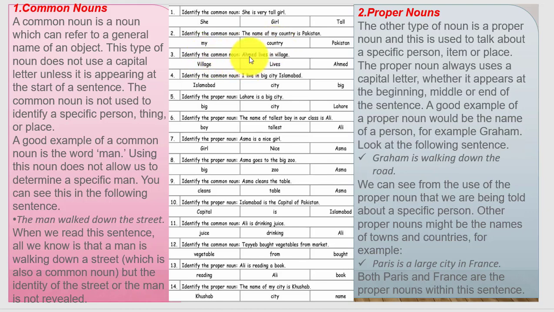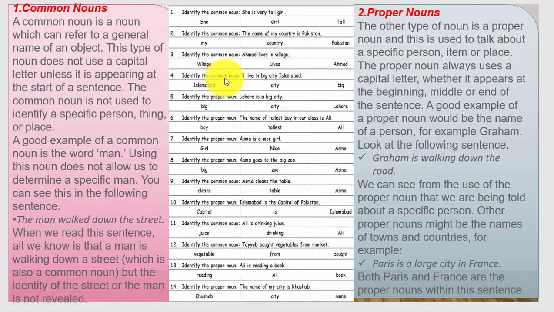So, in the third one, Ahmad lives in a village. Is village a proper noun? Is Ahmad a common noun? Which one is common noun and which one is proper noun? Which one refers to a specific, a particular thing, person or place, and which one does not refer to anything particular? So village, we are not talking about anything particular here. Village is a common noun.